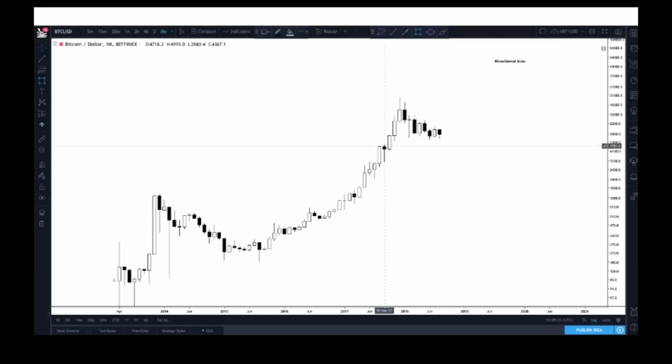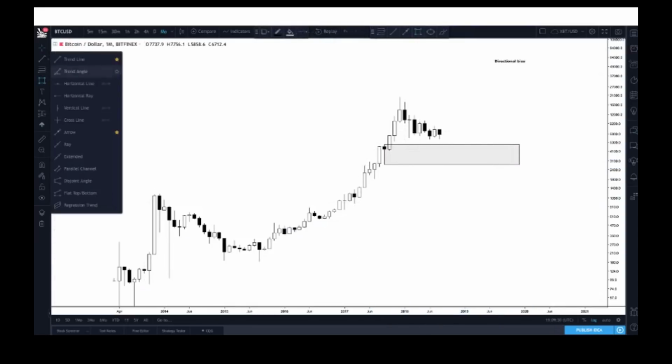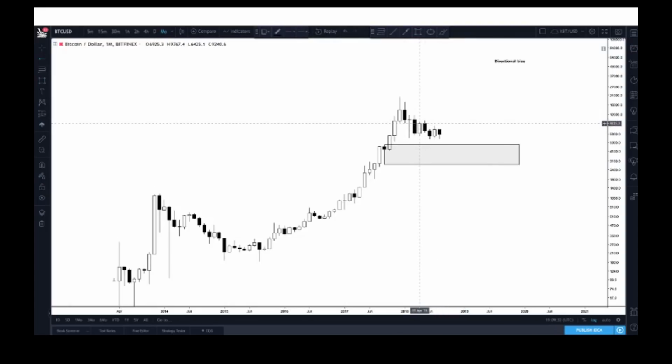First of all, I want to just note that I'm not bullish until this level is reached. However, I'm also not bullish until this level is broken.